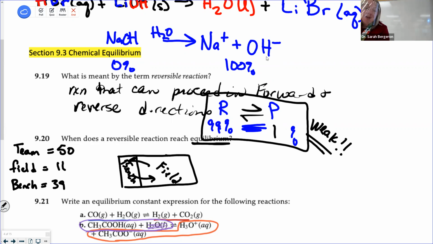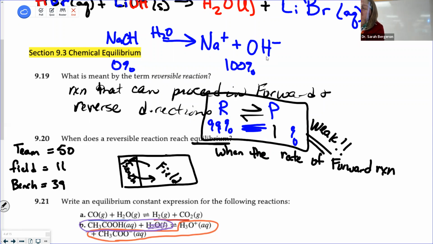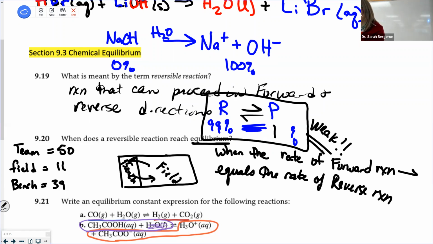So when does a reversible reaction reach equilibrium? When the rate of the forward reaction, and my abbreviation for reaction is RXN, equals the rate of the reverse reaction. So the forward reaction is going in this direction. The reverse direction is going the opposite. Right? So it's the players leaving the field, the players going onto the field. Same thing.